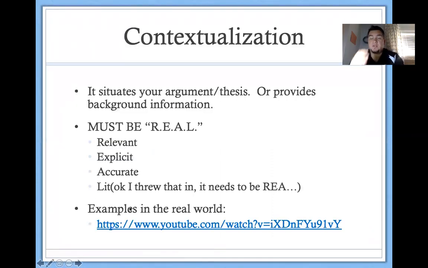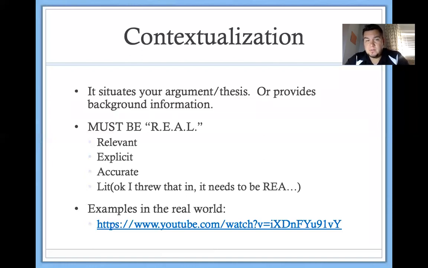First of all, the definition of contextualization is, for the rubric, it situates your argument or thesis. So it provides background information that is directly relevant to whatever your prompt is. So it is telling you what was happening at the time, whatever your thesis is about.